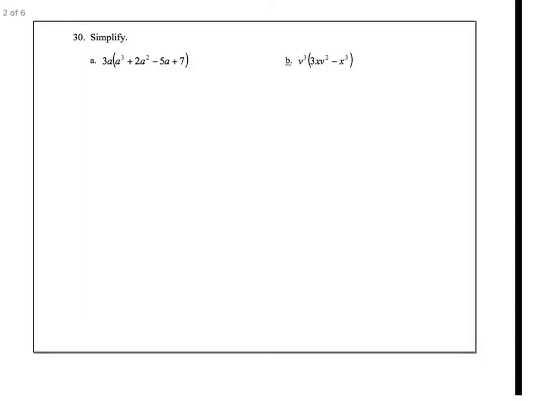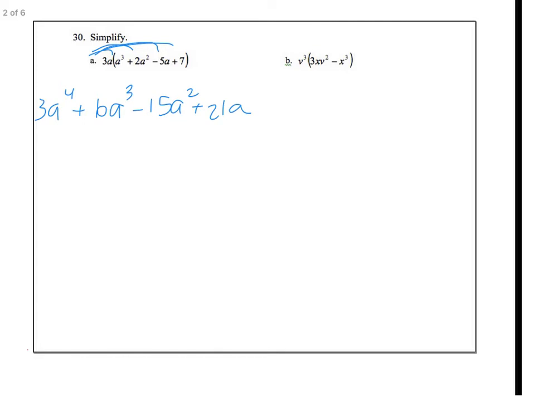Alright, 30 simplify. We're into some multiplying here. You could use a box, but since we only have one term out front, the 3a, I'm just going to go ahead and distribute. So 3a times a cubed is going to be 3a to the 4th. Now we have 3a times 2a squared. Well, the 3 times 2 gives me 6. A times a squared gives me a cubed. Next one, 3 times negative 5 is minus 15. A times a is a squared. And then 3a times 7, so plus 21a.